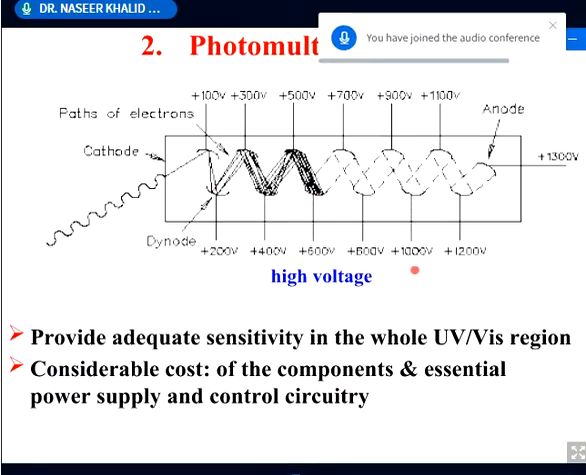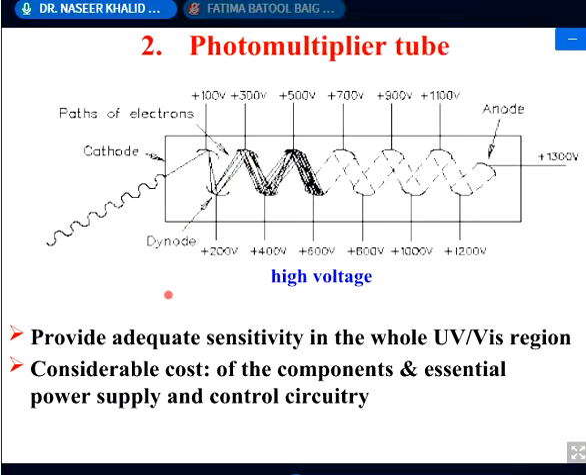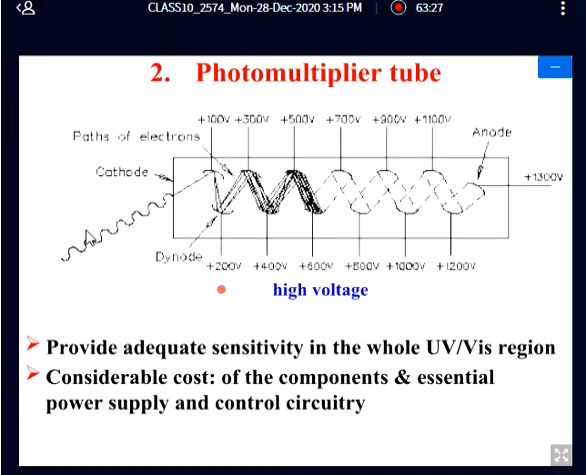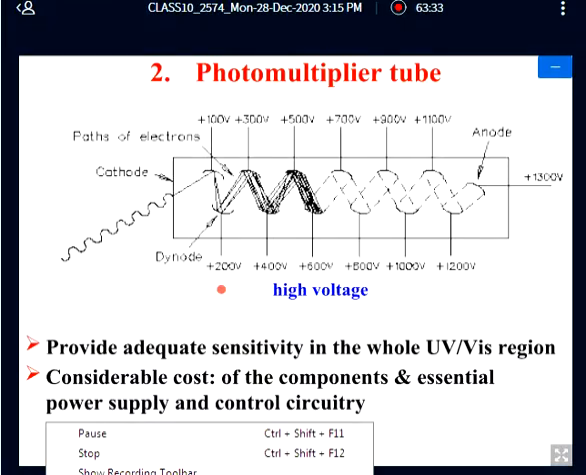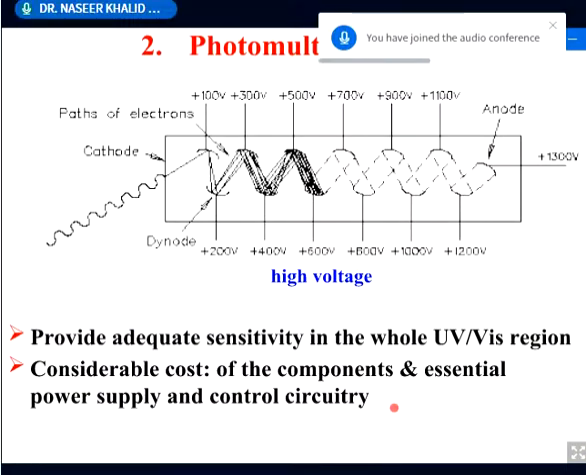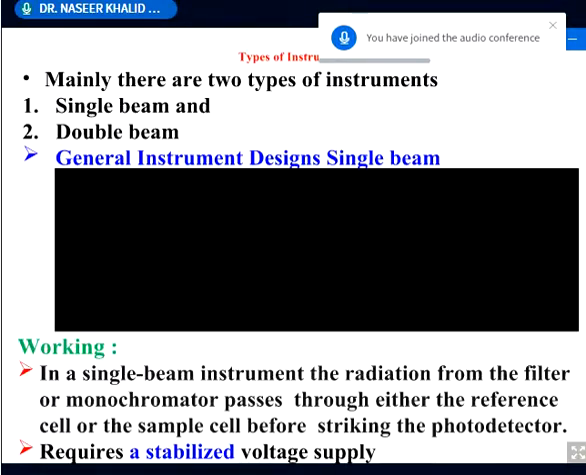A multiple component, and these cathodes are known as diodes. But these are quite expensive. Sensitivity. So this is generally used in the instruments.